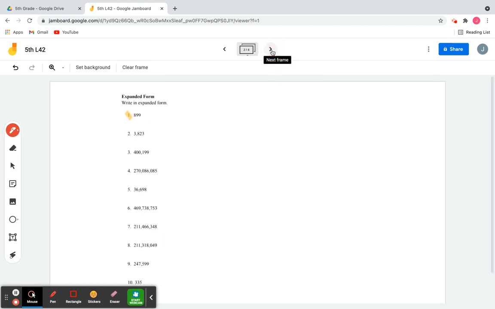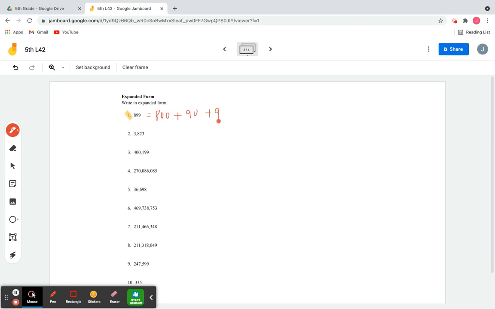We have expanded form. So we're going to write the number in expanded form. Let's look at number 1. We have 899. 899 is the same as 800 plus 90 plus 9, right?